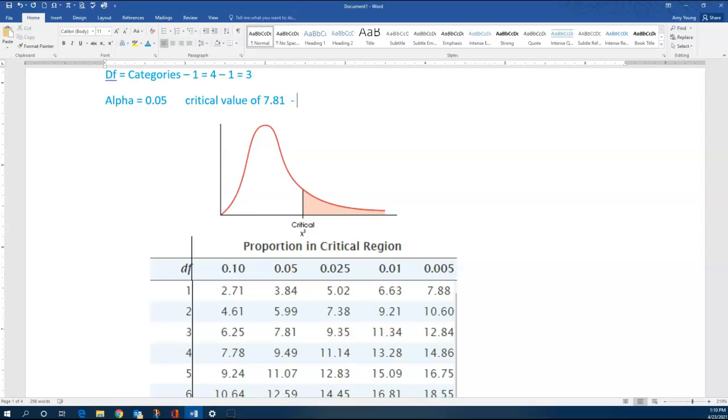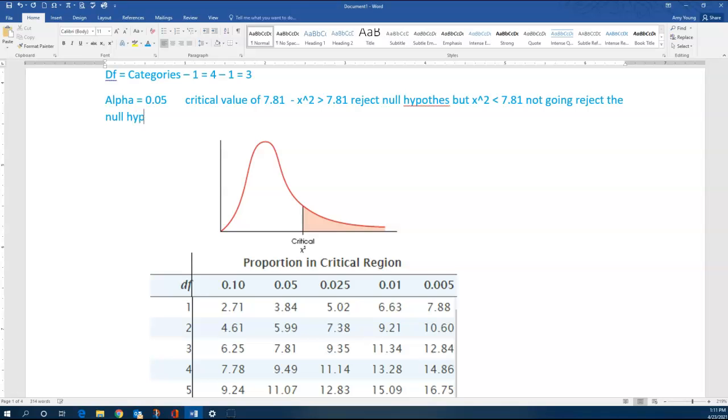This means if our chi-square is greater than 7.81, we are going to reject the null hypothesis. But if our chi-square, our x-squared, is less than 7.81, we are not going to reject the null.